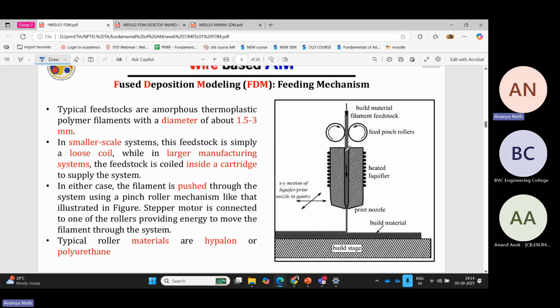So quickly we'll see the feeding mechanism. As I said, the typical feedstock are amorphous thermoplastic polymer filaments with a diameter of about 1.5 to 3 millimeter. 1.2 millimeter is also one diameter of wire, which is very much useful in FDM or in WAM process. 1.2 is also there. 1.8 is also there.